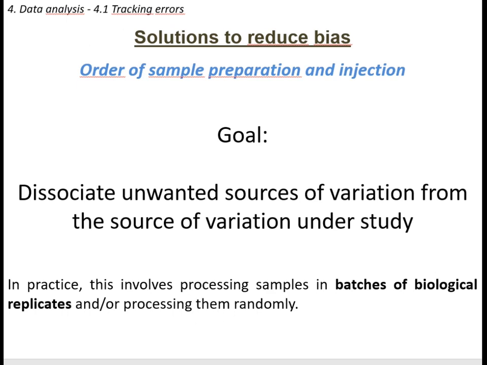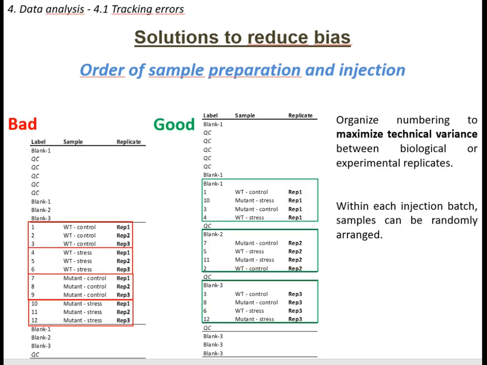In regard to this, it's also a good option to smartly prepare your sample list and the order in which you will inject your samples. The goal is to dissociate unwanted sources of variation from the source of variation in the study. So it means that you will dissociate the biological replicates from one another, and you will not inject at the same time all the replicates of one particular experimental modality. Here you have a list of samples, with the rank of injection.